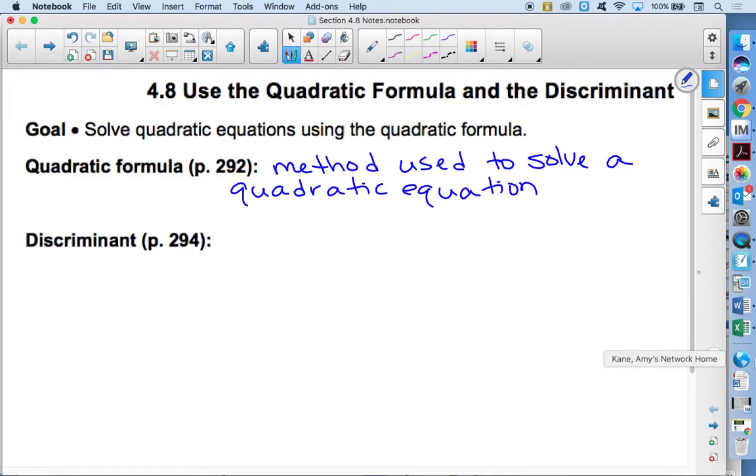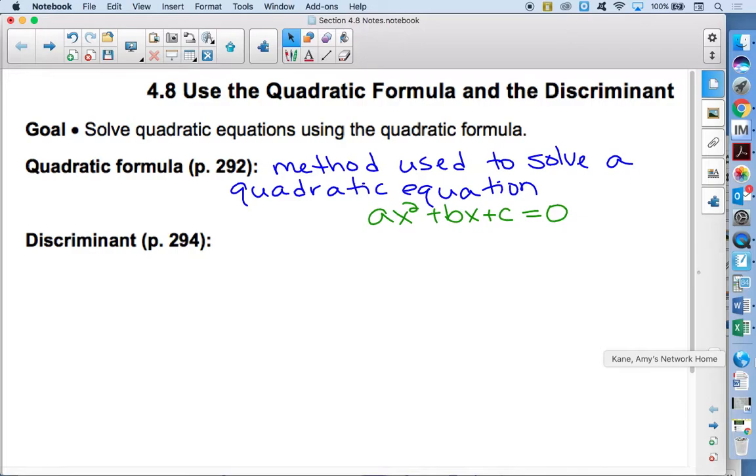And the quadratic equation that the quadratic formula works best for is when it's in standard form. So that ax squared plus bx plus c equals 0, it has to be equal to 0, is when we would want to use the quadratic formula.